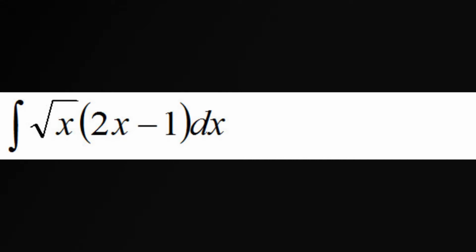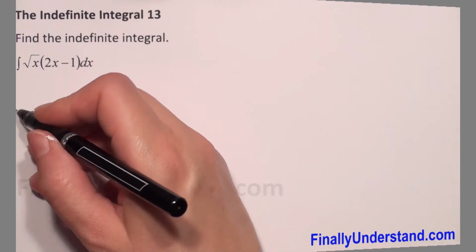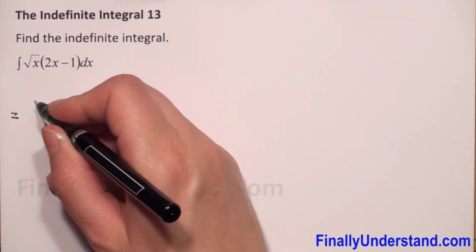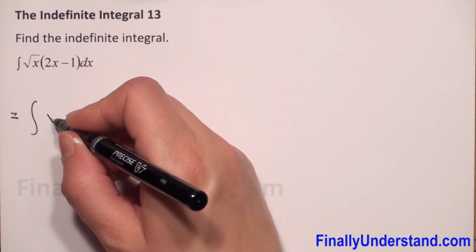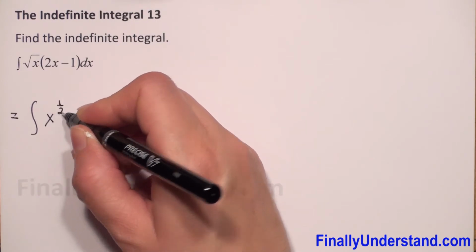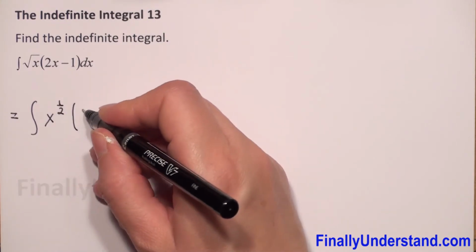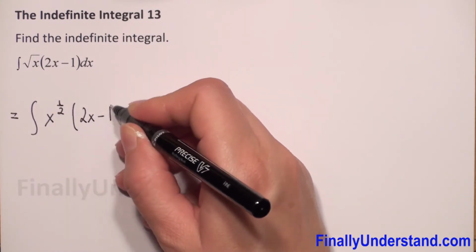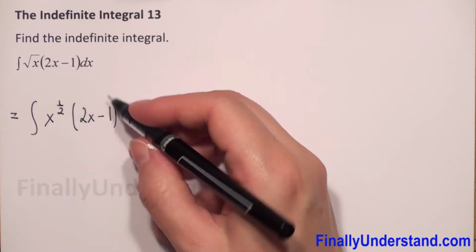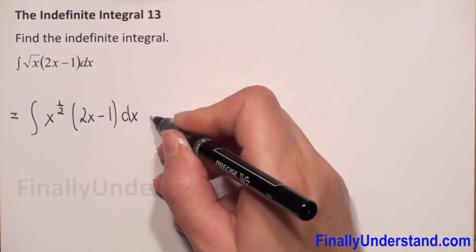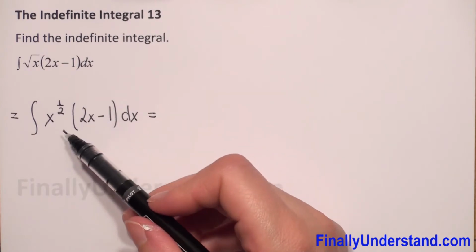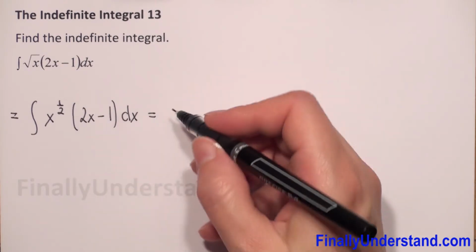First, we will simplify. I will change square root to power form. So this is equal integral of x to power 1/2, and in parentheses, we have 2x minus 1. And our integral is with respect to x.